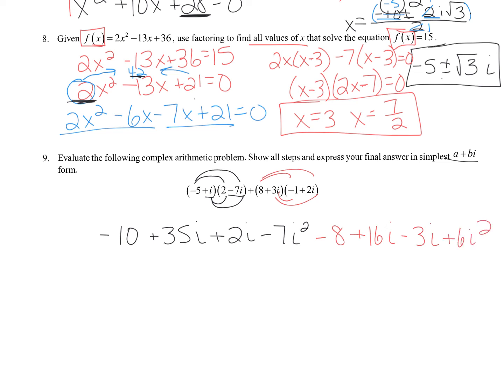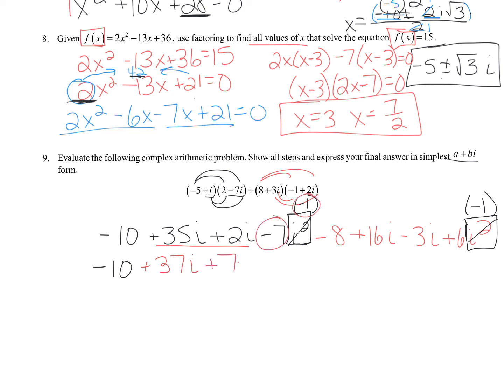From this point, there's a couple different directions I could take. I'm actually going to deal with the i squareds first. Each of these i squared is equal to negative 1, so I'm going to replace that with a negative 1. Now I'm going to combine a couple things together. That gives me a 37i. Negative 7 times negative 1 is positive 7.